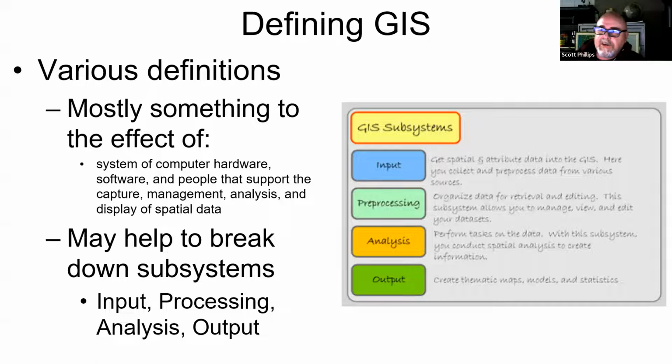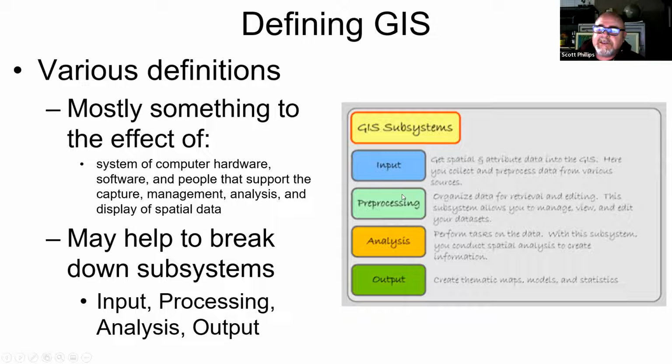Okay, first off, what is GIS? We talked a little bit about this last week, but different authors have various ways of defining it, most of them having to do with a collection of hardware and people and stuff that support the management, analysis, and display of spatial data. Another way to look at it is the framework of the GIS Commons, which breaks it down into these subsystems that we were looking at.